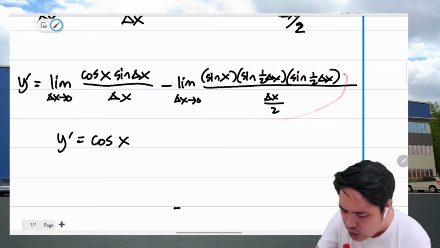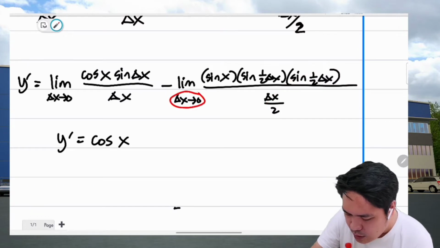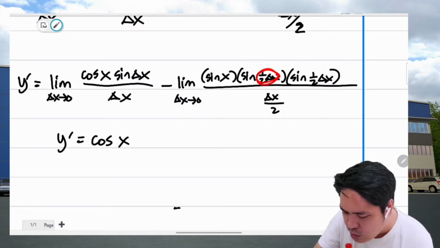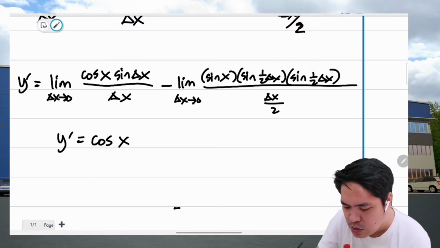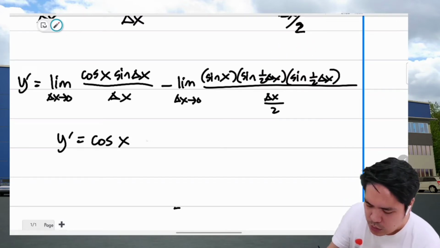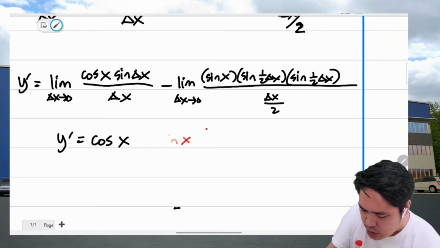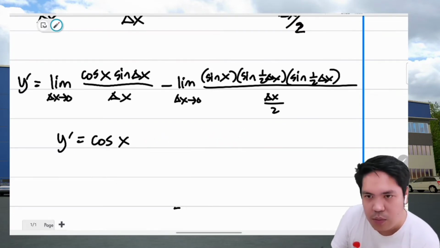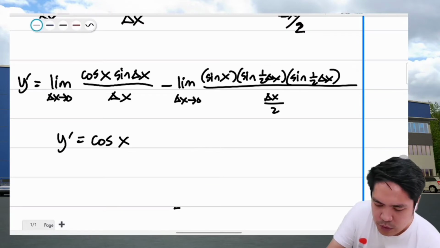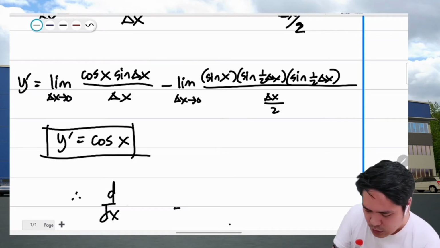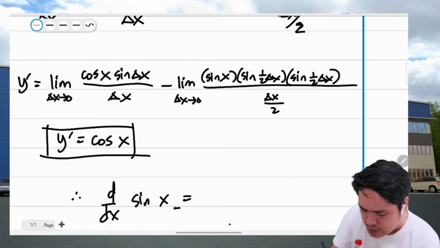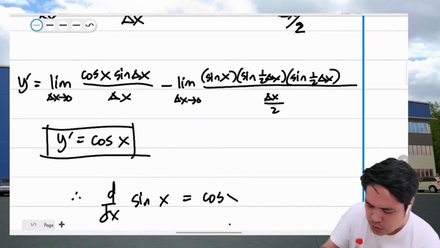And if delta x approaches 0, this will approach 0. And we know that sine 0 is also 0. So therefore, this whole quantity will become minus sine x times 0 times 1, which is equal to 0. So therefore, the derivative of the function is just cosine x. Hence, the derivative of sine x is equal to cosine x.